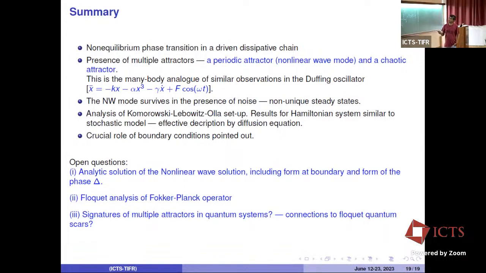So we see that there are these multiple attractors in this chain, a periodic and a chaotic attractor coexisting. Now, if you think about it, this is very similar to what you see in the Duffing oscillator, which is one of the simplest examples of a system with chaos, which is just this equation. In this system, there are parameter regimes where you see only periodic solutions or just chaotic solutions, and there are also parameter regimes where they coexist. Now, this model is itself extremely rich.